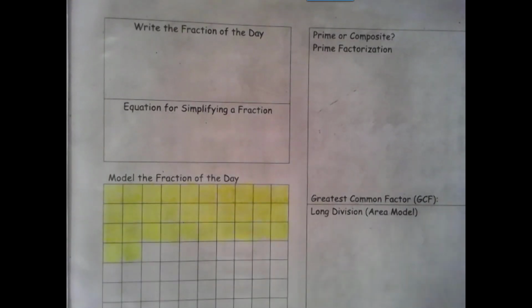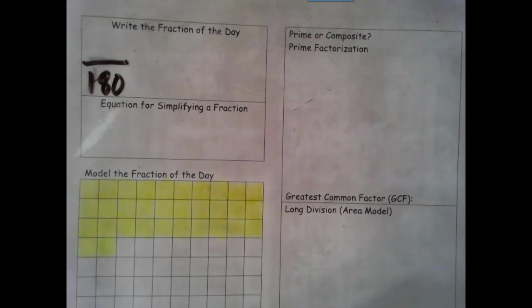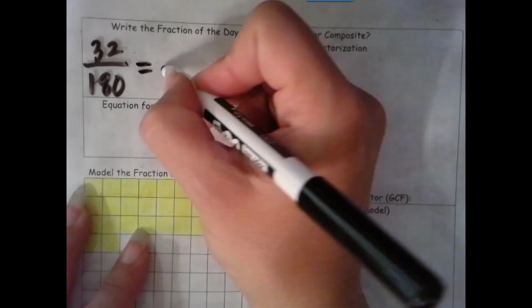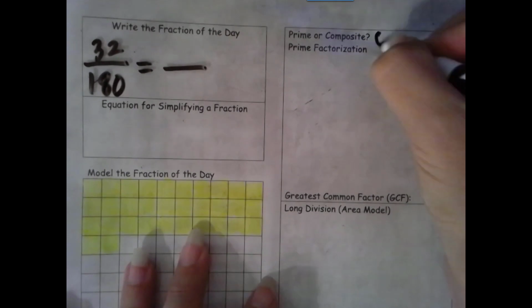Okay, let's start with our beginning fraction. Our denominator is 180 because that's the total amount of school days. And we are on day 32. So we need to think, is our numerator prime or composite? Well, it's even, and the only even number that's prime is 2, so it has to be composite.